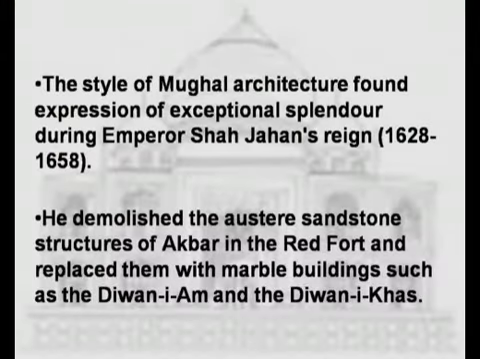The style of Mughal architecture found expression of exceptional splendor during Emperor Shah Jahan's reign, the son of Jahangir. The single most important architectural change was the substitution of marble for the red sandstone. Shah Jahan demolished the austere sandstone structures of Akbar in the Red Fort and replaced them with marble buildings such as Diwan-e-Aam and Diwan-e-Khas.